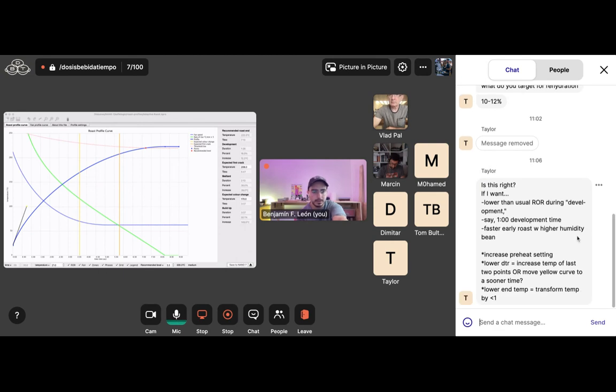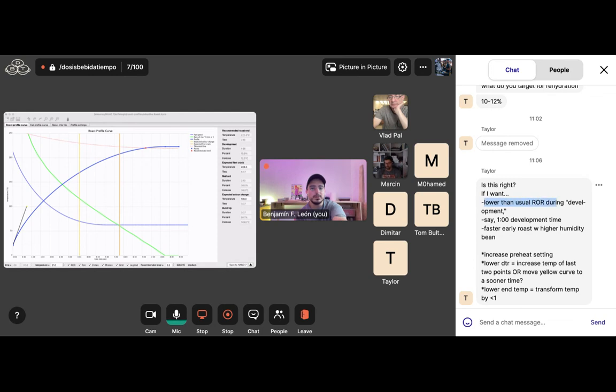So I have a couple of questions. Taylor said, okay, so if I want lower than usual ROR during development, let's say 1 minute development time, faster early roast with higher humidity bean, I would increase the preheat setting, I would lower the DTR, and lower the end temperature. Yeah, sort of. I would definitely try to make one adjustment at a time, as I recommended in the instructions.